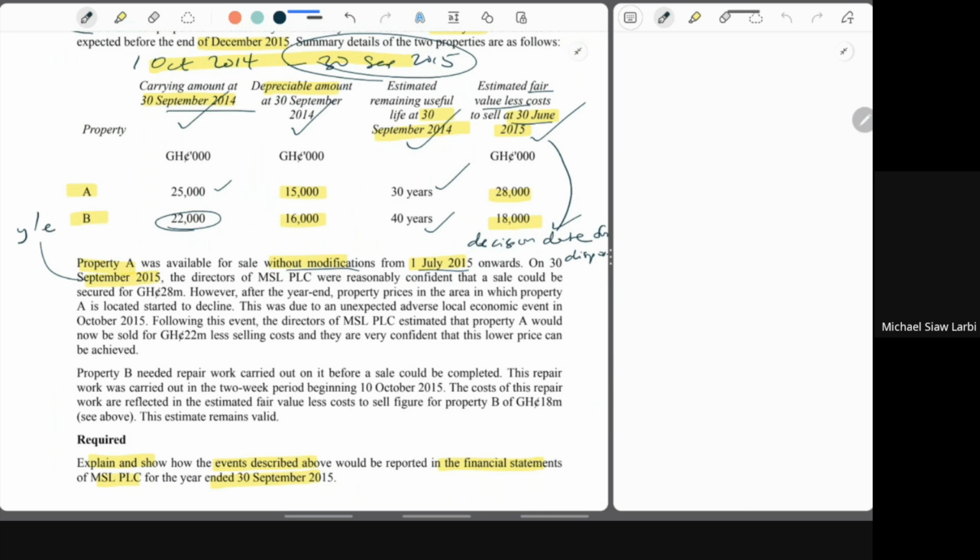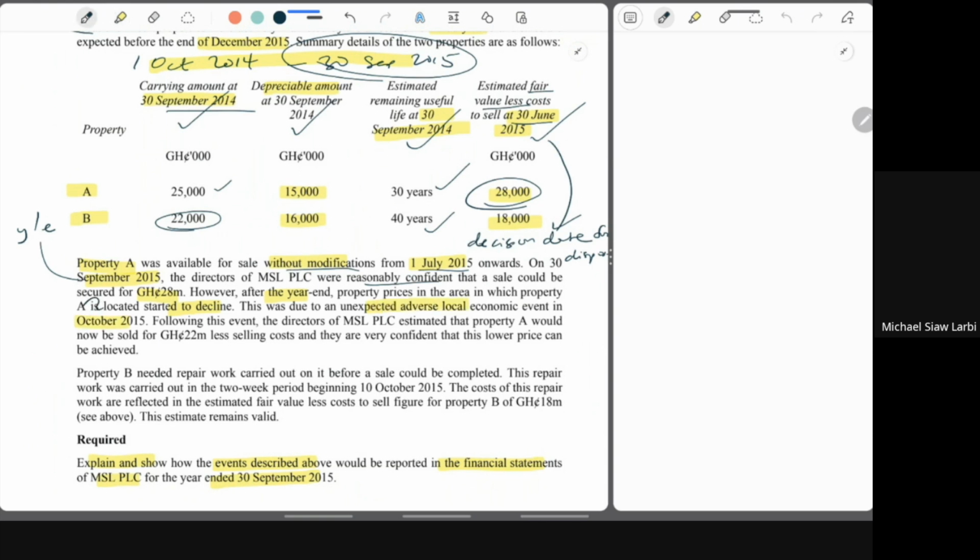So on 30th September 2015, year end, directors of MSL PLC were reasonably confident that a sale could be secured for 28 million. Do not forget 28 million is a figure we saw here, which is the fair value less cost to sell, right? However, after the year end, property prices in the area in which property A is located started to decline. This was due to an unexpected adverse local economic event in October 2015.